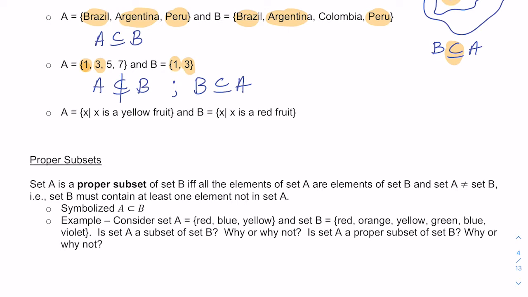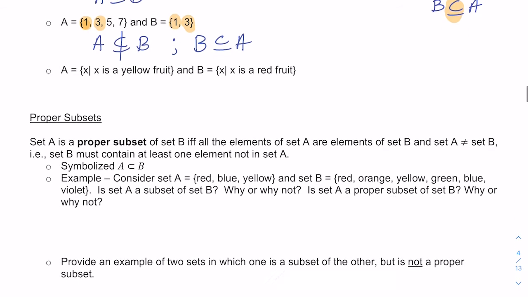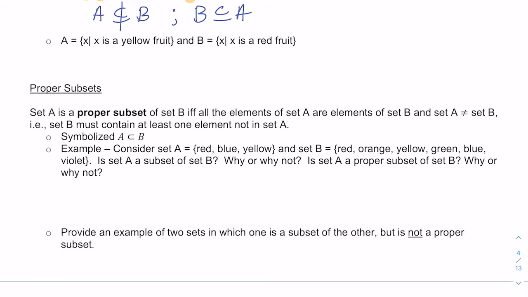In the third example, we've got set builder notation. And remember, this is just read: set A is all of the elements of X such that X is a yellow fruit, and B are all of the elements of X such that X is a red fruit. I want to see if all the elements of A are also in B. There are some red fruit that are not also yellow fruit. So A is not a subset of B.